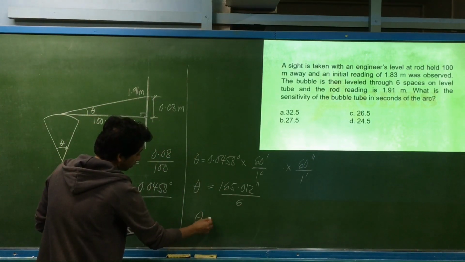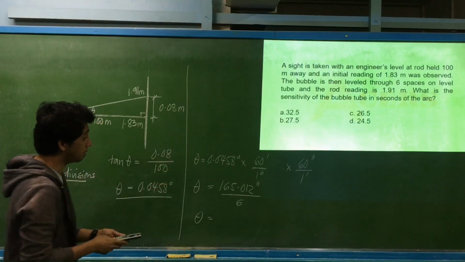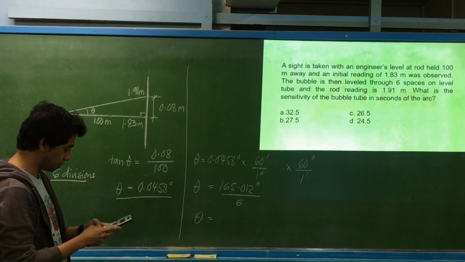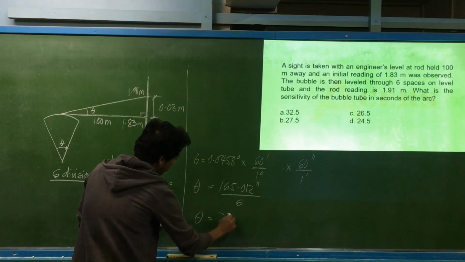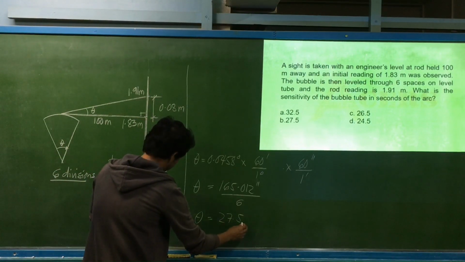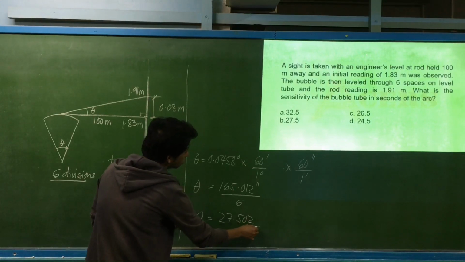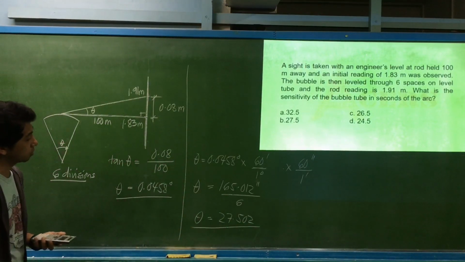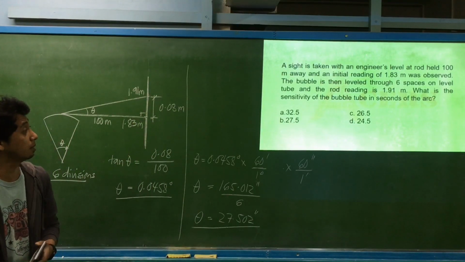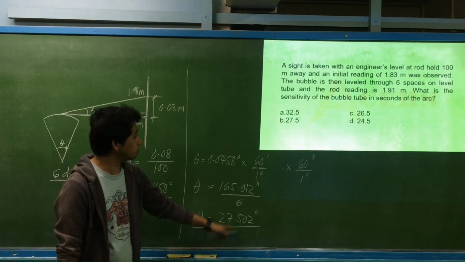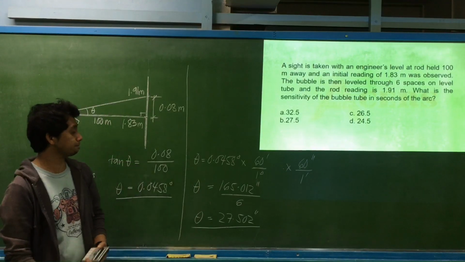So now the angle, or the sensitivity of the bubble tube, divided by 6, I will be having a value of 27.502 seconds. So that will be the sensitivity of the bubble tube. So our answer will be letter B, 27.5.